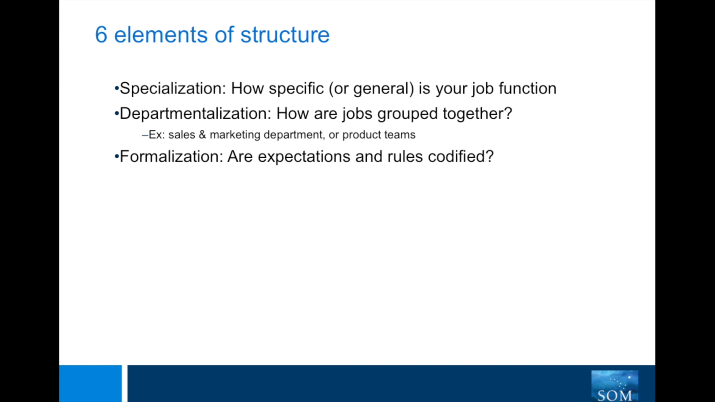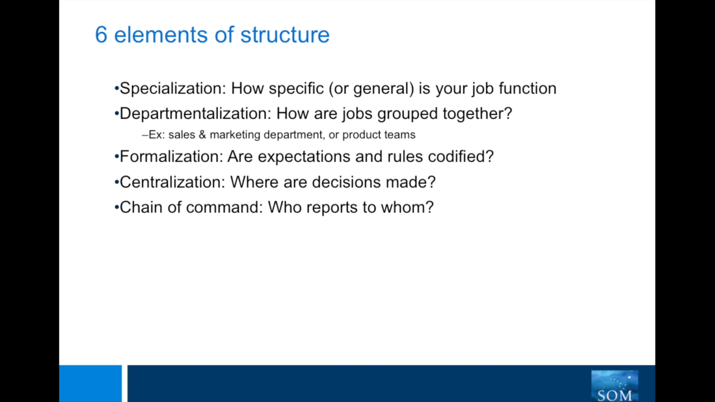Formalization: are expectations and rules codified? Some rules, you might get an employee manual that tells you precisely what is expected of you. That's a very formalized job. Centralization: do decisions come from the top, or do you have a lot of autonomy to make your own decisions lower in the organization? Chain of command: who reports to who? And finally, span of control: how many subordinates do you have?